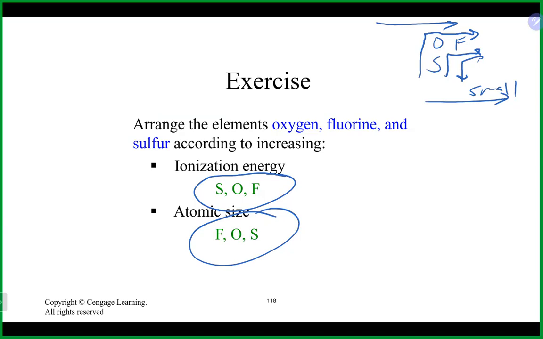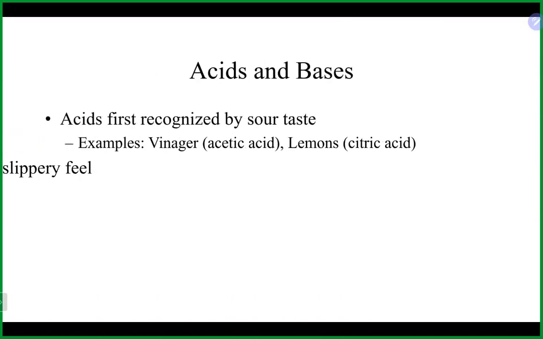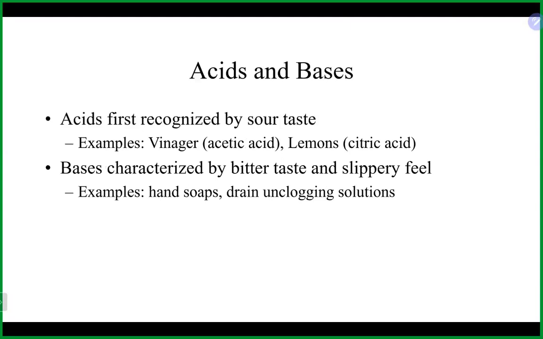All right, that wraps up chapter 11, I believe. So let's talk a little bit about acids. Acids were first recognized by their sour taste, things like vinegar, which is acetic acid, and there's citric acid in lemons.